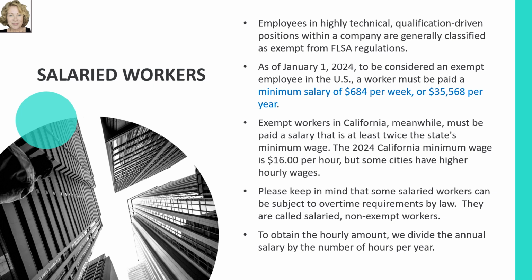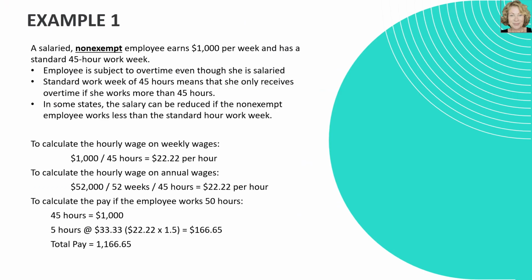Please keep in mind that some salaried workers can be subject to overtime regulations by law. They're called salaried non-exempt workers. To obtain the hourly amount for a salaried worker, we divide the annual salary by the number of hours per year. How would we exactly calculate the hourly amount if we need it? We would divide the annual salary by the number of hours per year.